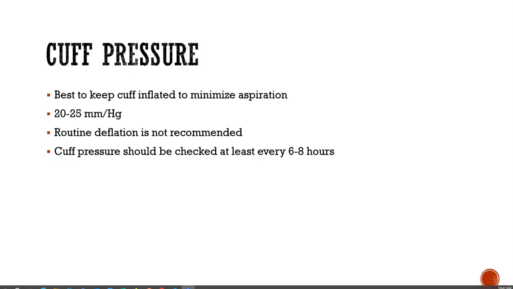Cuff pressure should normally be 20 to 25 millimeters of mercury. Like I said, normally you're not going to be the person to know what that cuff pressure is, but respiratory rounds every 3 or 4 hours and checks those. They check them at the beginning of the shift, in the middle of the shift, and then usually towards the end of the shift. We should be checking them at least every 6 to 8 hours, or respiratory should be checking them. But like I said, normally it's about every 4 to 6.